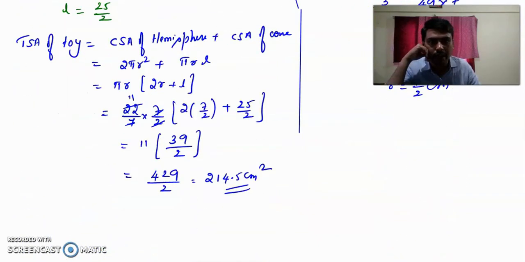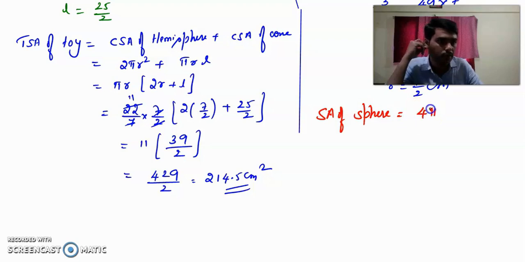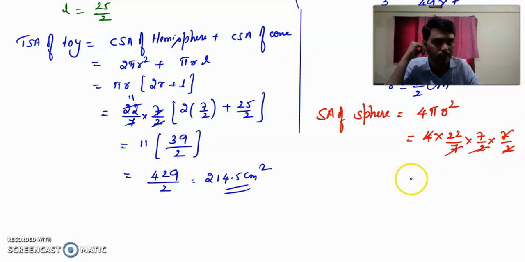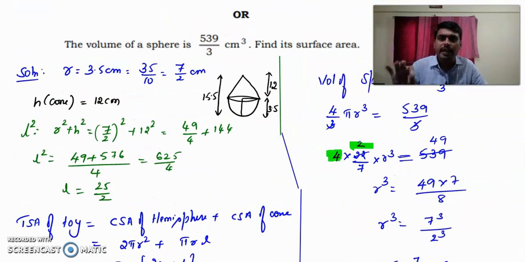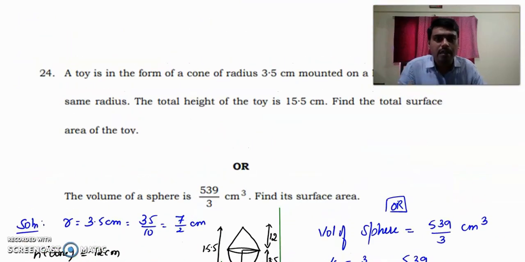Now by using this radius, let us find out the surface area of sphere. Surface area of sphere is equal to 4 pi r square. So that is 4 into 22 by 7 into 7 by 2 into 7 by 2. 7 and 7 get cancelled. 2 twos are 4 and that gets cancelled with 4. So we will get 22 into 7. 7 twos are 14, 7 twos are 14 plus 1, 154 centimeter square is the surface area of the given sphere. And these are all the 8 different questions in the 2 mark section.